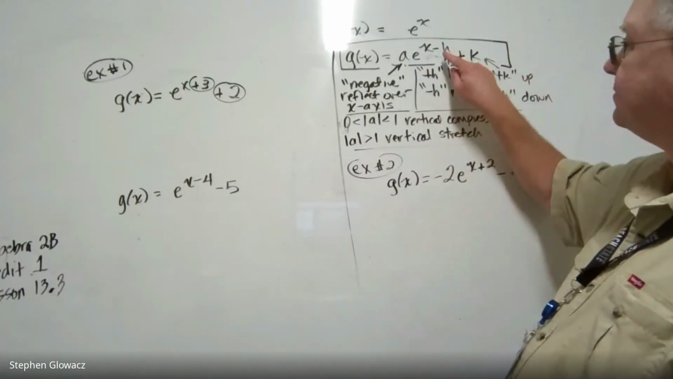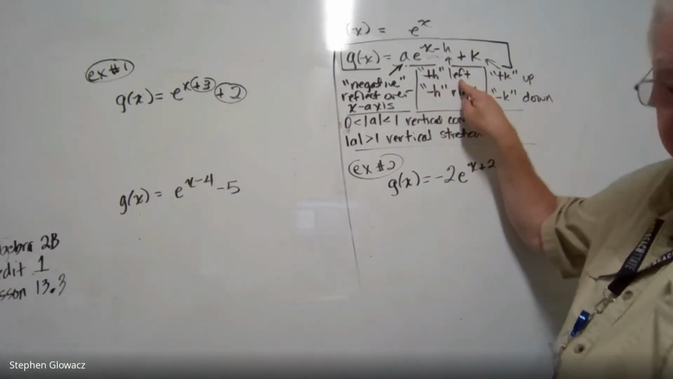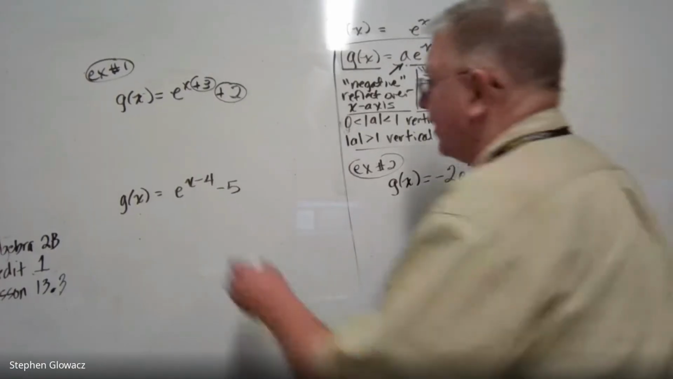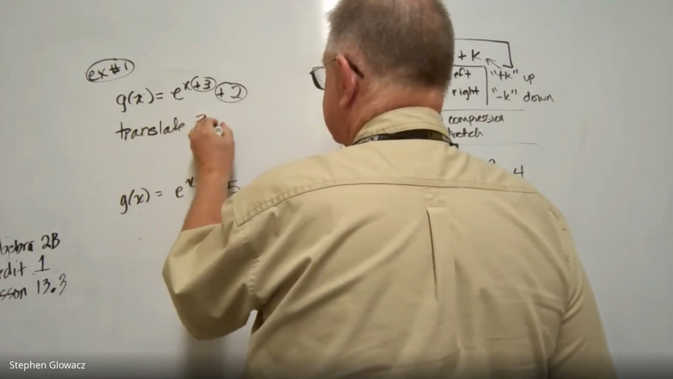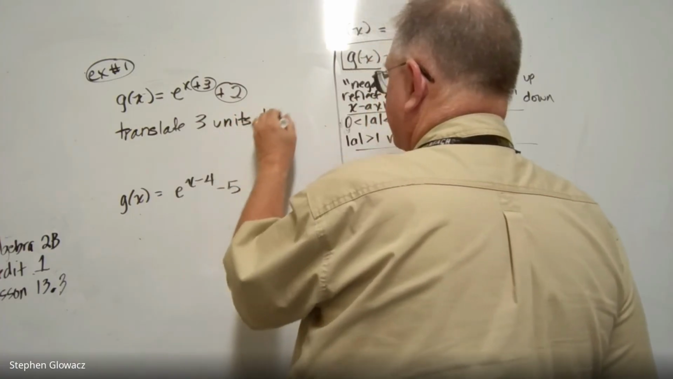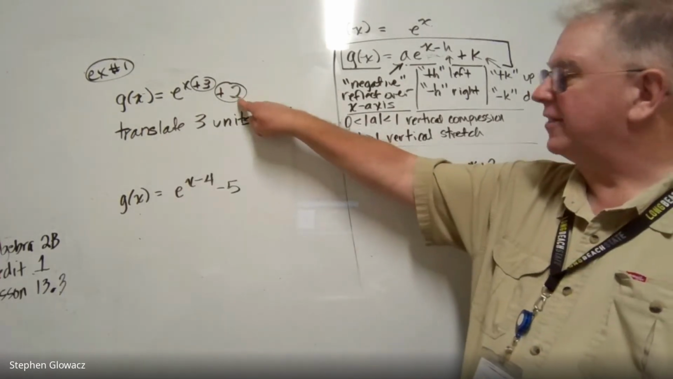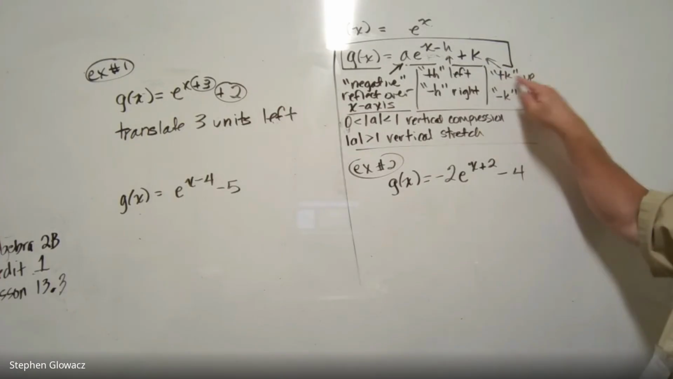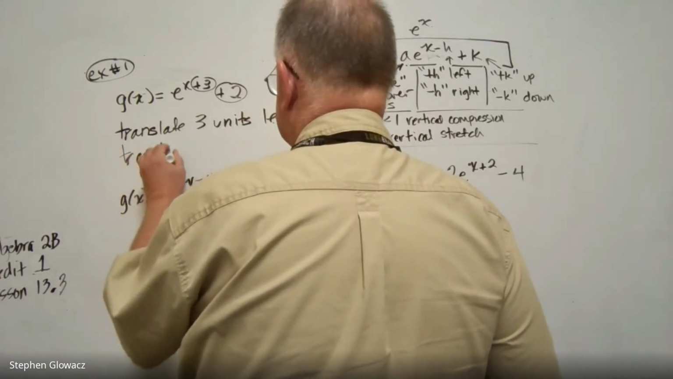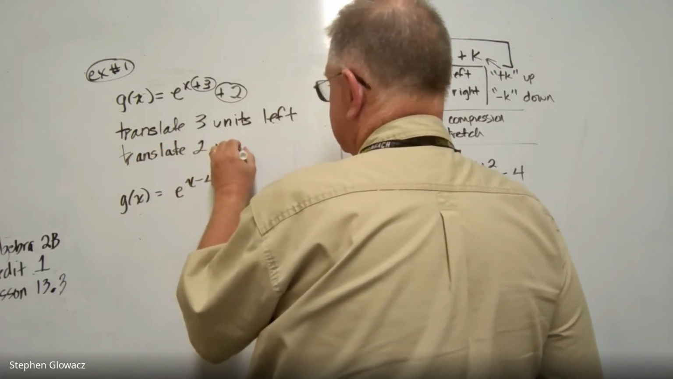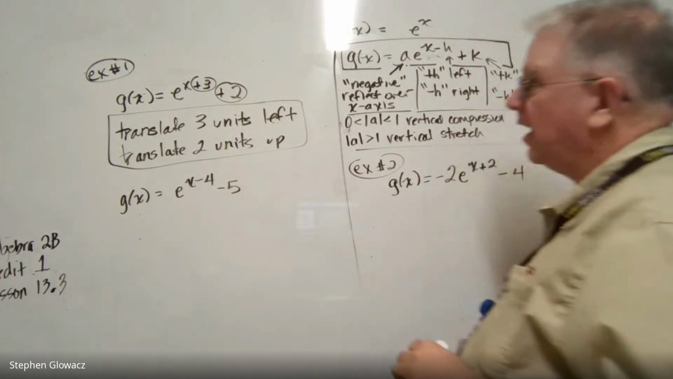Plus 3 is in the position of h because it's in the exponent. And remember, plus moves us to the left. So that's going to translate the graph 3 units to the left. And then 2 is in the position of k. In other words, it's not in the exponent. Plus k moves us up. So that will translate or shift the graph 2 units up. So just 2 transformations there on our first example for number 1.